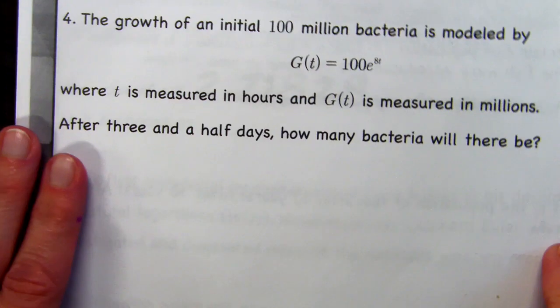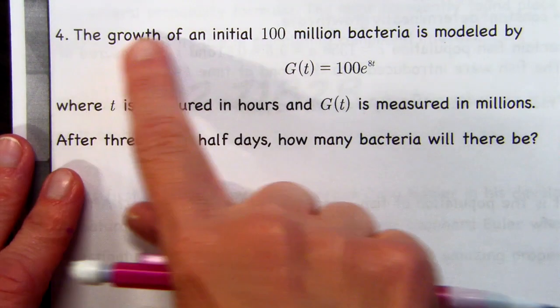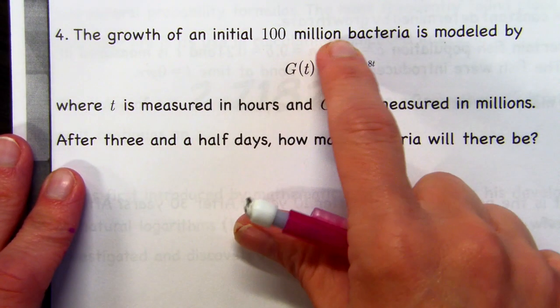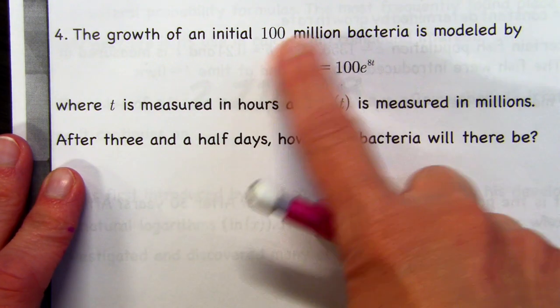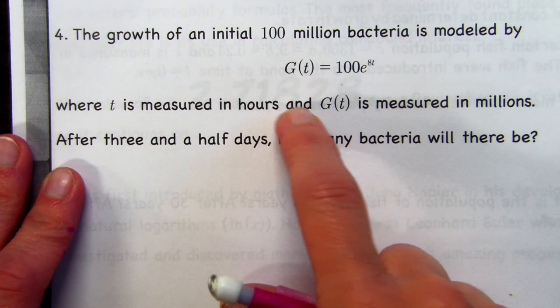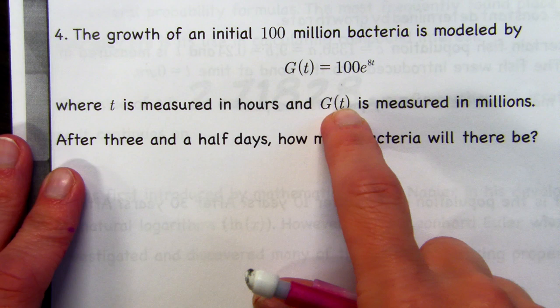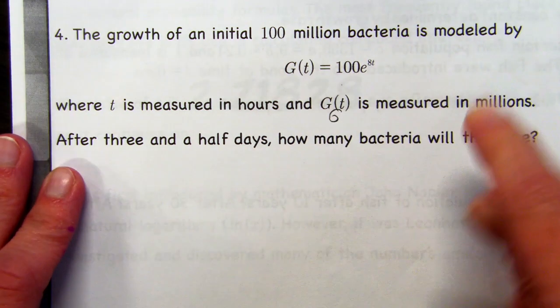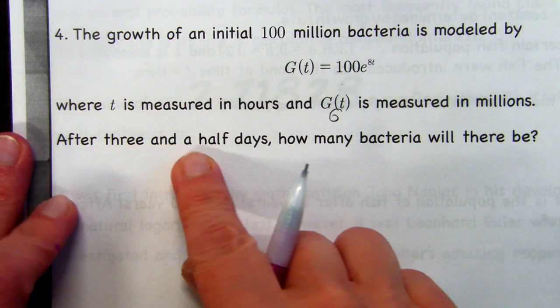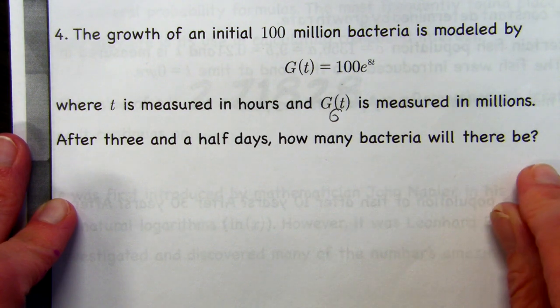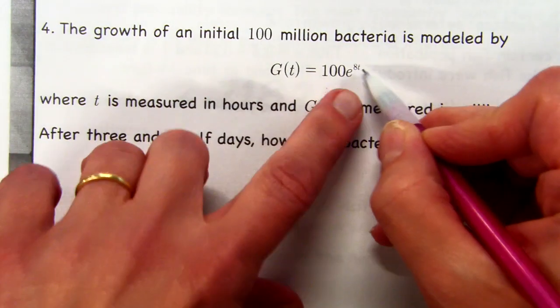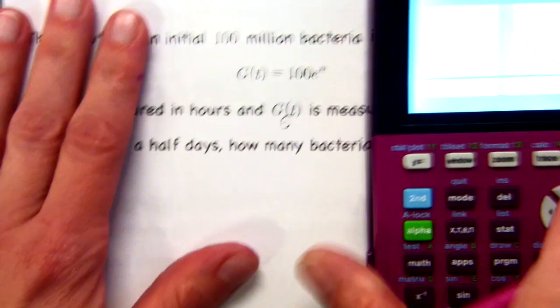Okay, let's go down to number 4, look at a different application. So the growth of an initial 100 million bacteria is modeled by this equation, where T is measured in hours, and G of T, or just G, if you want to call it, is measured in millions. After 3.5 days, how many bacteria will there be? So this one has a positive power. It's going to be going up.